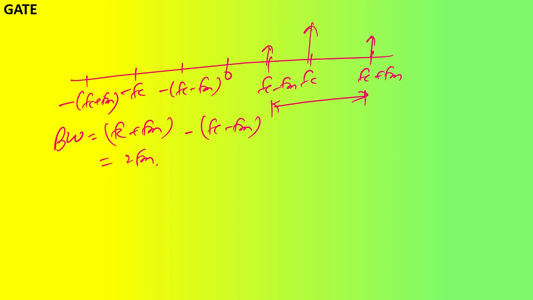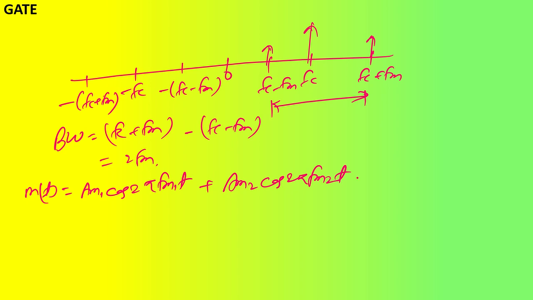Next is, let us say we have a multitone signal. The multitone signal means the message signal is having multiple frequencies, like let's say Am1 cos 2 pi fm1 t. So this is the first message signal, with another message signal Am2 cos 2 pi fm2 t. So basically we have Am1, one signal with frequency fm1, and Am2, another amplitude with frequency fm2. So these are the things.